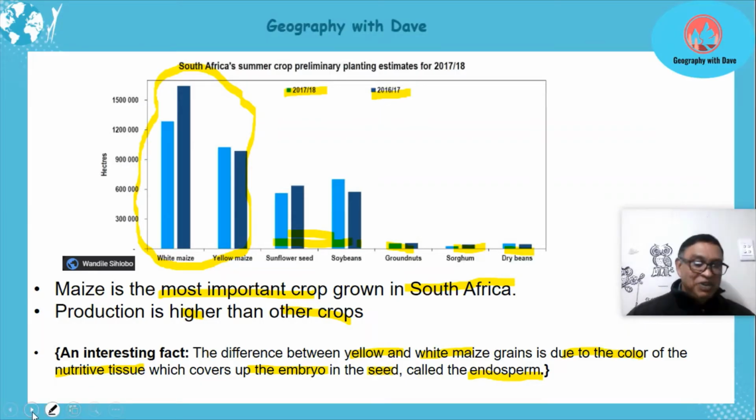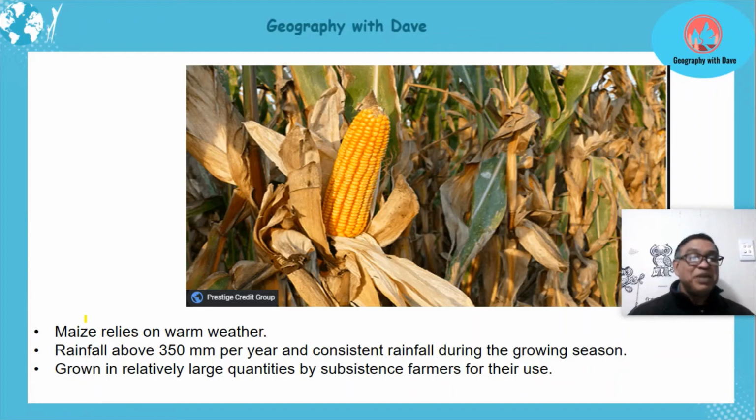Okay, let's go on. So we learned it's the most important crop. Maize relies on warm weather. That is why these regions need rainfall above 350 millimeters a year and consistent rainfall during the growing season. What we mean by consistent rainfall is that this 350 millimeters of rainfall mustn't fall on one day and then not fall again during the growing season. It must be spread out during the growing season, allowing it to grow properly.